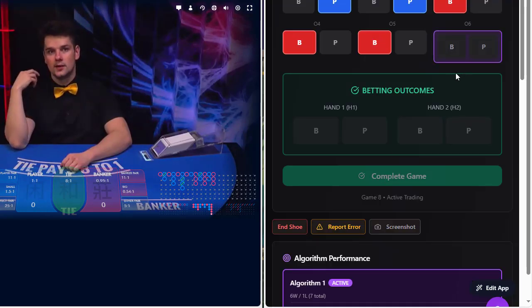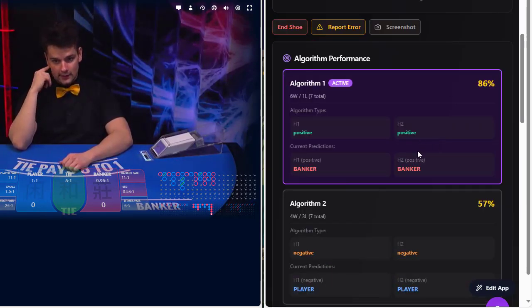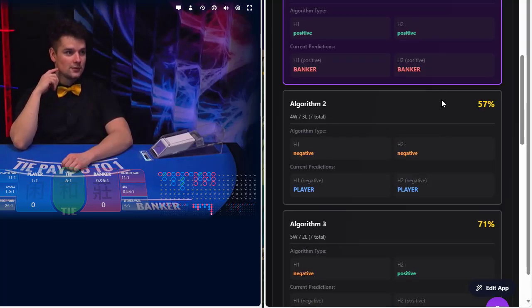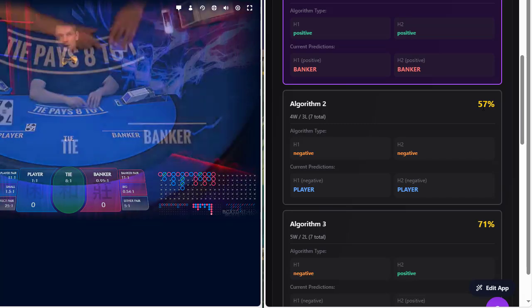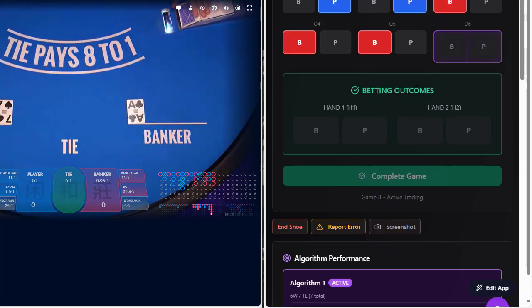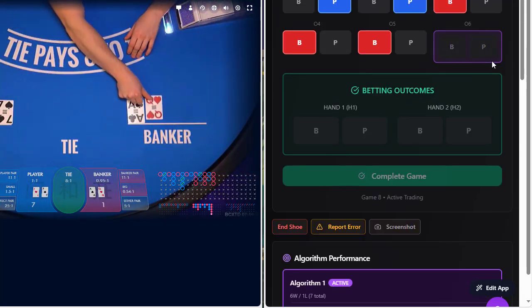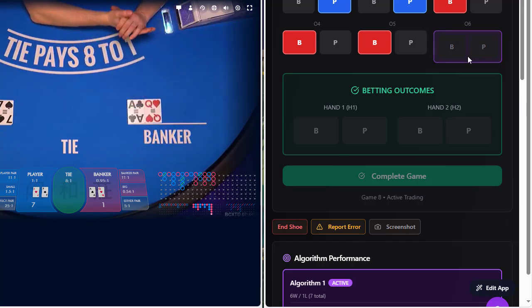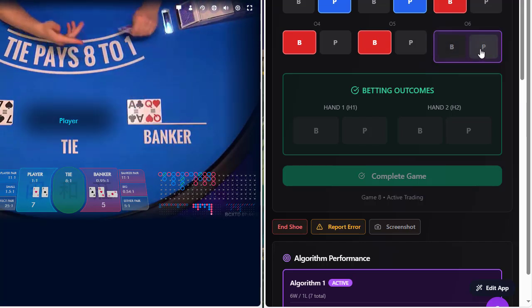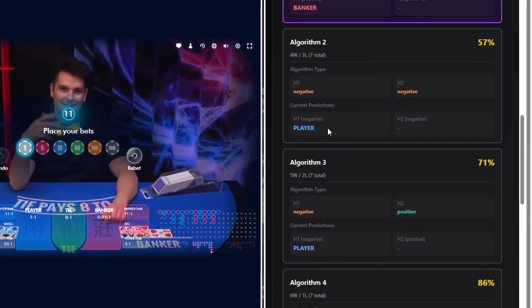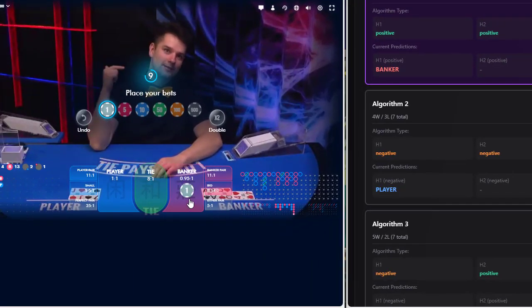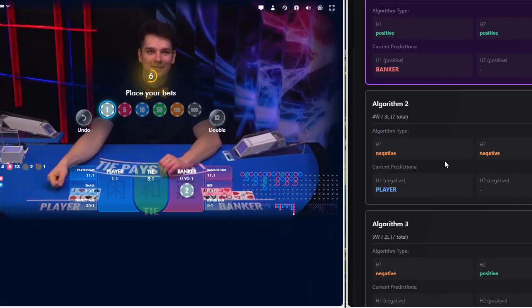So we're going to play the ground up strategy the regular way. The lowest performing algorithm is still here. You see how now it's 57%. We would have won on this one because it's even lower now. So that means we would have won. Clearly we would have won. So we're going to do player. What I'm going to do here is hike it up just a little bit. We're going to be a little bit more aggressive. We're going to play the opposite. We're going to do 2 units on this game.